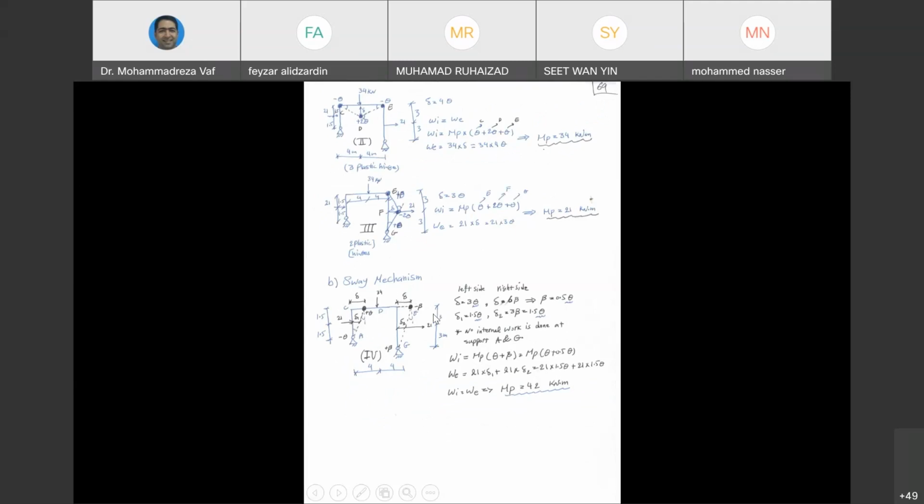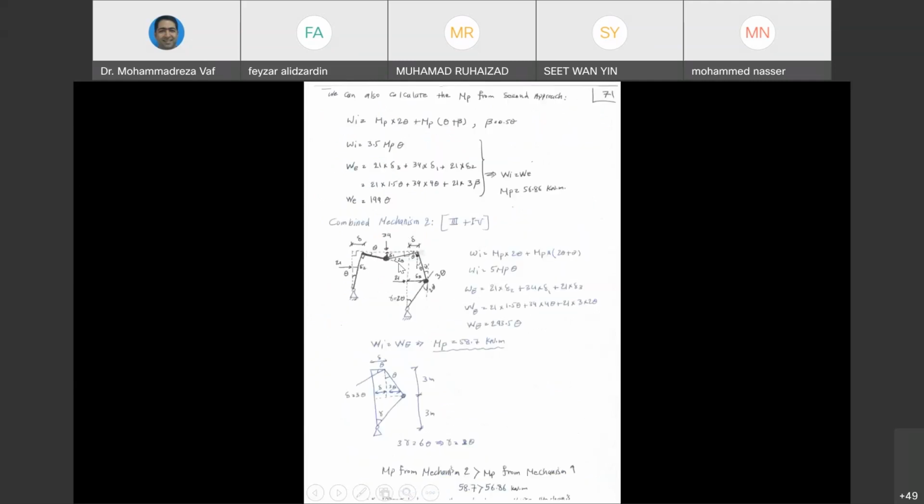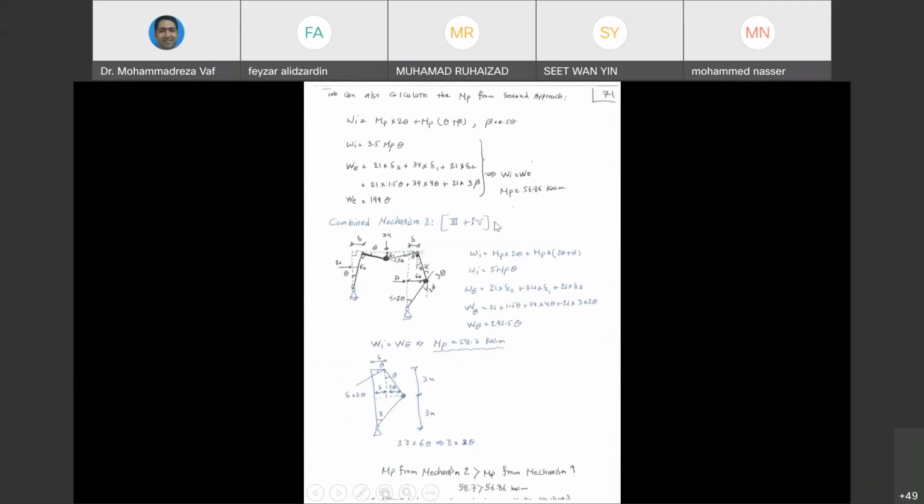And then after that we have combined mechanism number one, which is a combined beam mechanism, and combined mechanism number two, which is a combined column mechanism. So for each one of these, you need to calculate internal force, external force, equate internal to external, and get the value of MP. And finally, the one that gives you the largest MP is the critical case for your structure. So I have written all things here in detail. I don't need to explain it for you in detail. We can read it, and if you have any question, you can ask in our class next week.